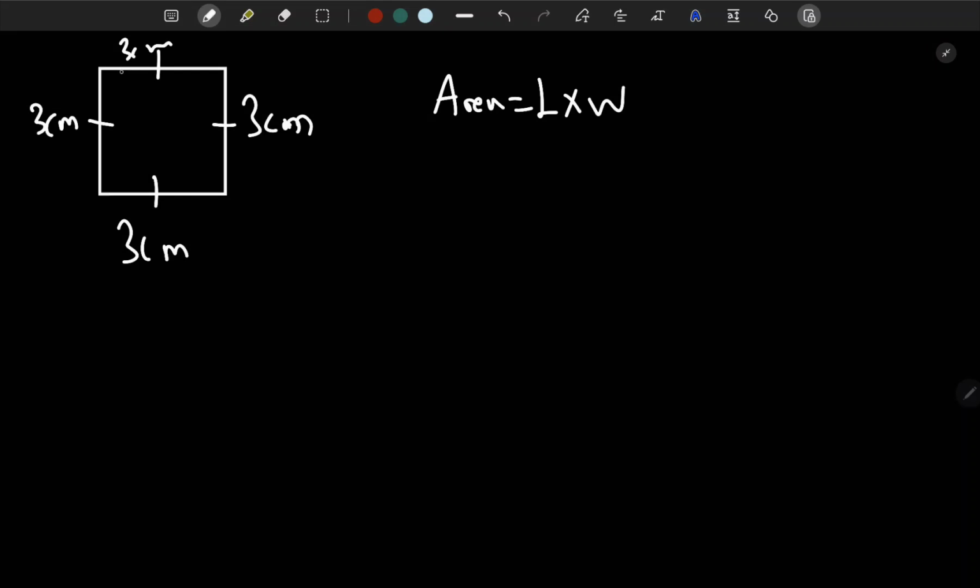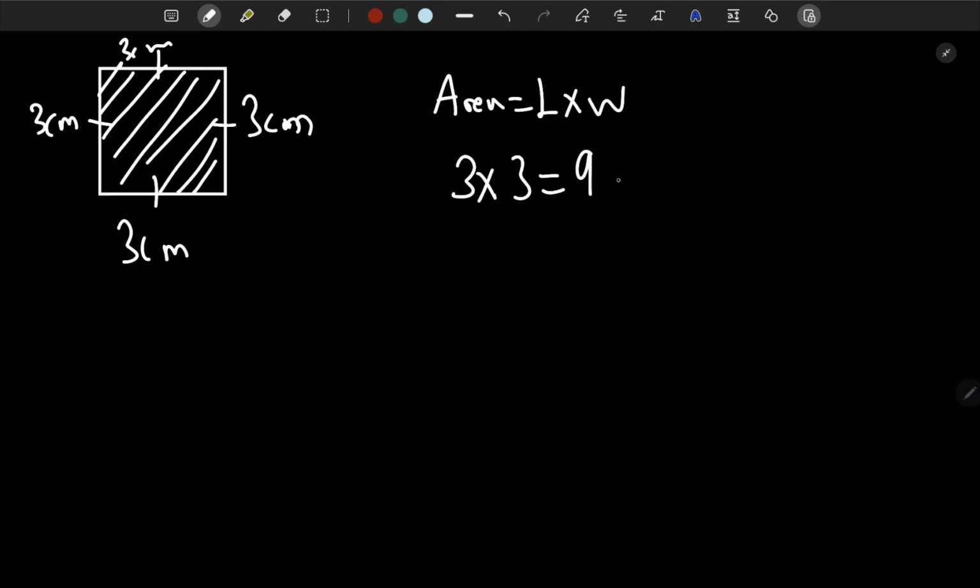Now the area by definition is the amount of space inside a shape. So the shaded area over here is the area. Now let's plug in the value. So it will be 3 multiplied by 3, which will give you 9, and the unit for area is centimeters squared. Now it could be meters squared or inches squared depending on the units. But since in our question we were given centimeters, our answer will be centimeters squared.